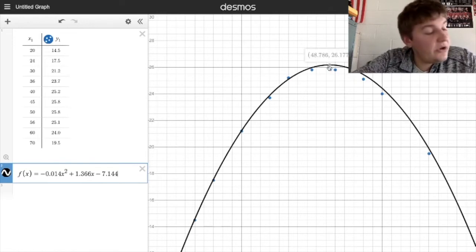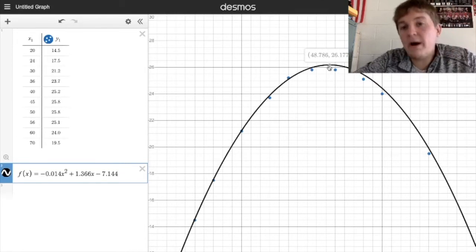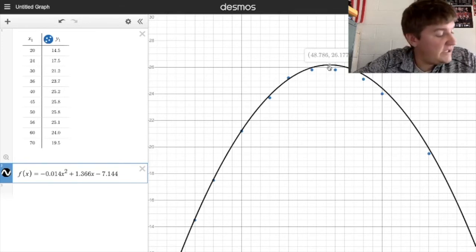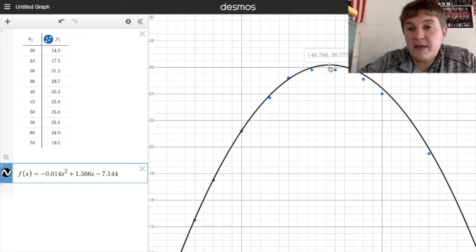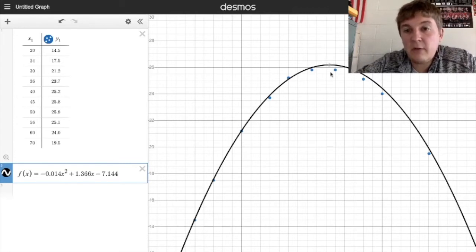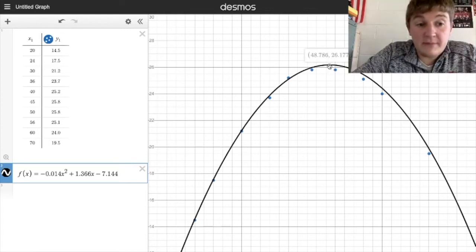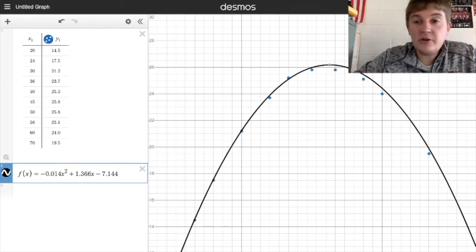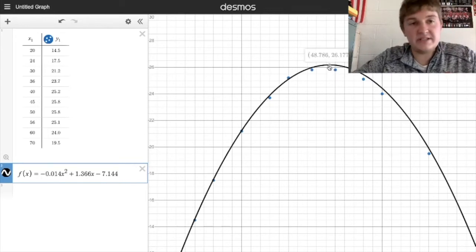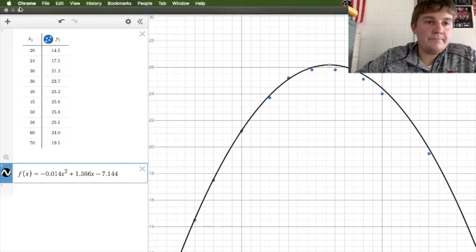Okay, so based on our data, we can assume that at 48.786 miles per hour, so about 49 miles per hour, this vehicle's miles per gallon is maximized at about 26.177. So again, my x value, speed, about 49 miles per hour, maximizes my car at about 26.177 miles per gallon. Okay, so when you're doing these problems on paper, you should be writing this equation down, and then you should also be answering the question using a sentence. Okay, one more.